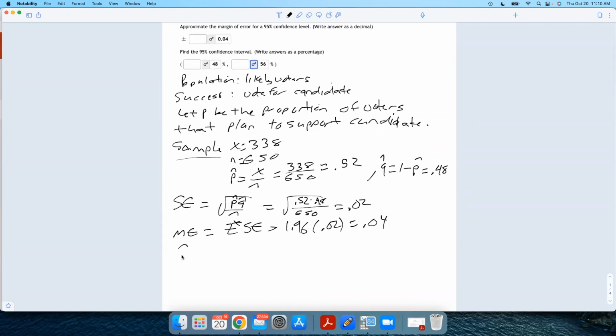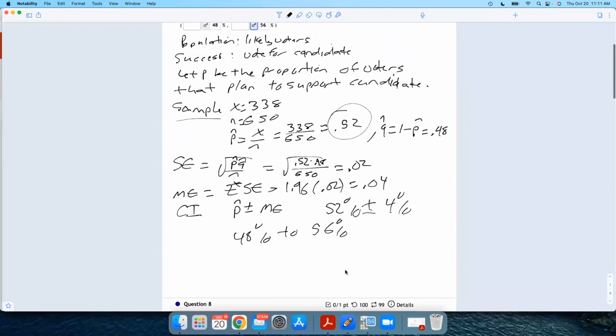Then our confidence interval is always whatever the sample said, plus or minus the margin of error. So that's 52%. Notice you always got to read the questions very carefully, whether they want you to type decimals or percentages. These want percentages. So 52%, the sample, plus or minus 4%. So minus would be 48, plus would be 56.